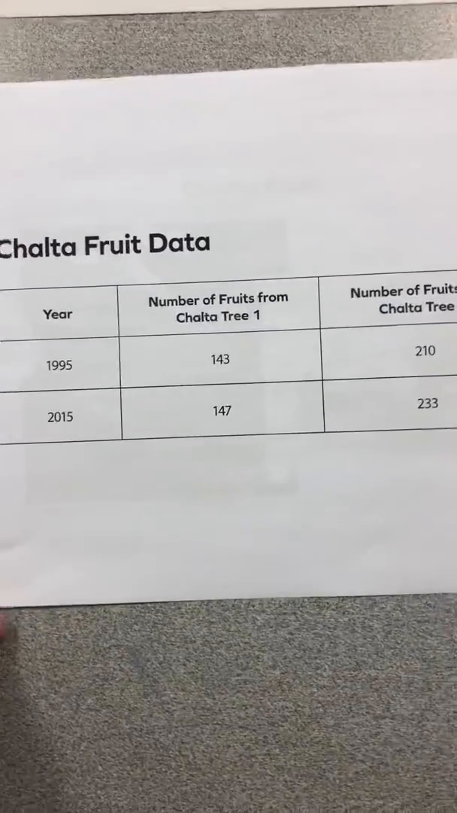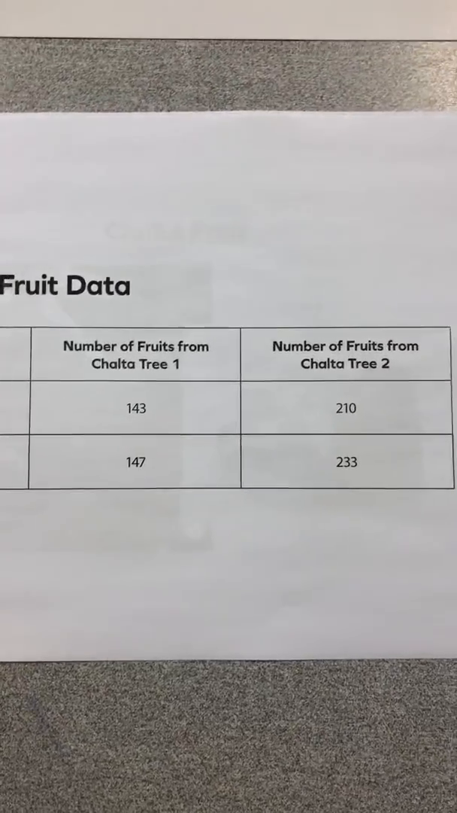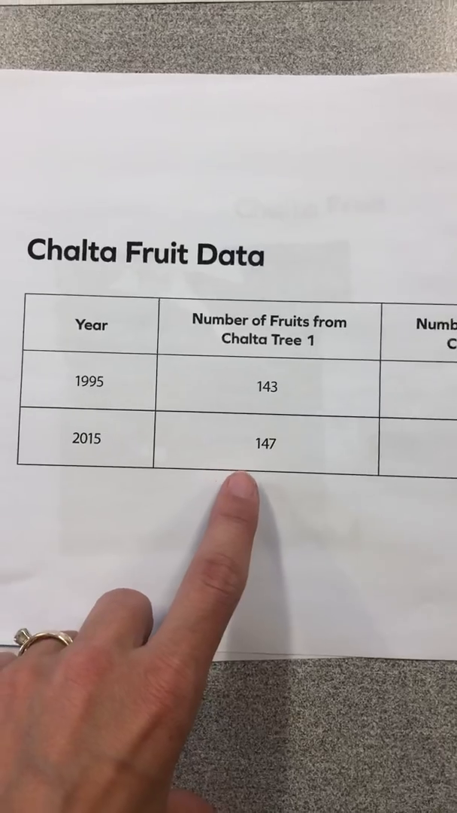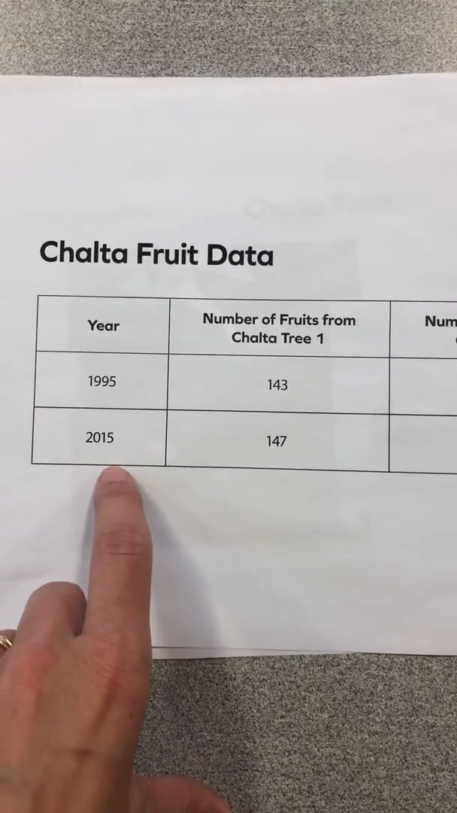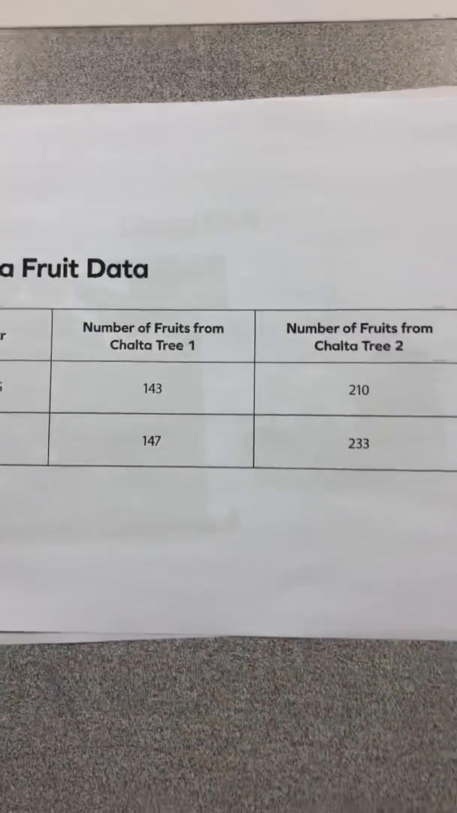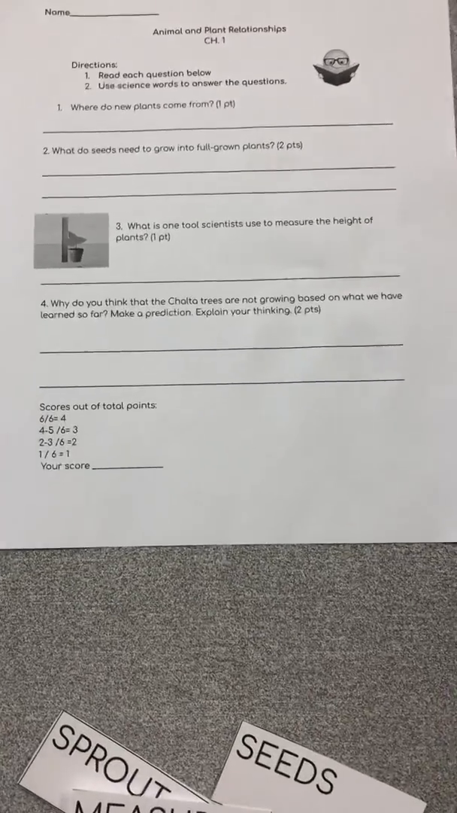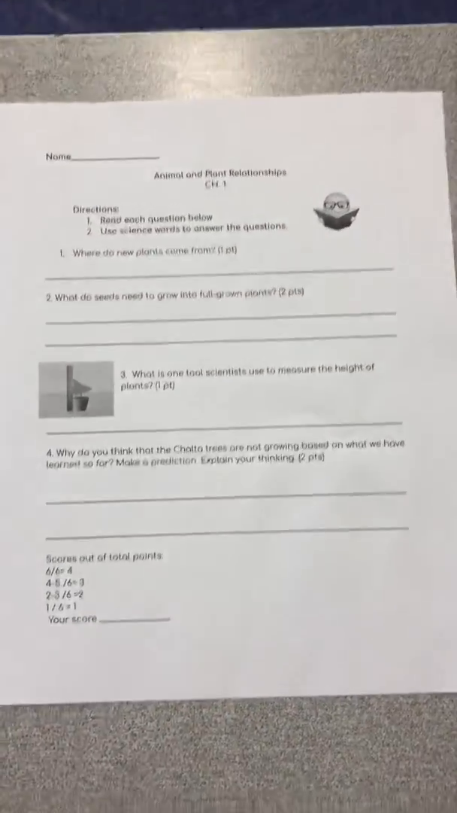So think about what we just learned here. We decided that it can't be the fact that there's not enough fruits coming off of the trees, because we know that in 2015, there are more fruits coming off of the trees. So what other reasons could there be for there not having any chalta trees grow in the Bengal Tiger Reserve?